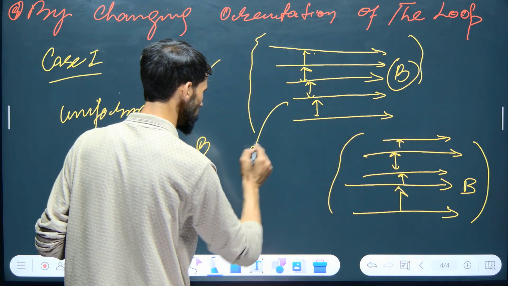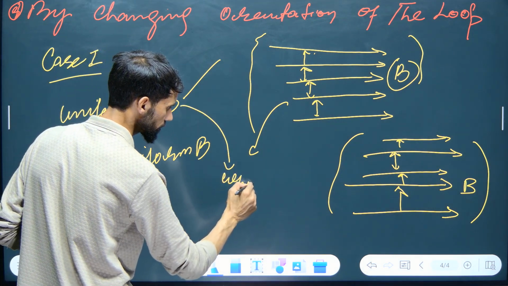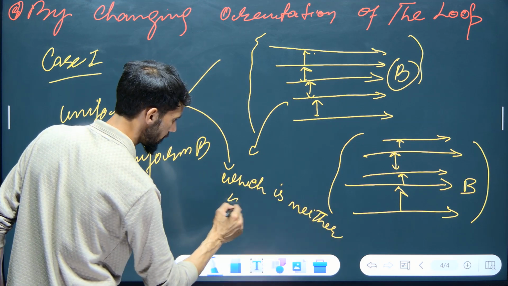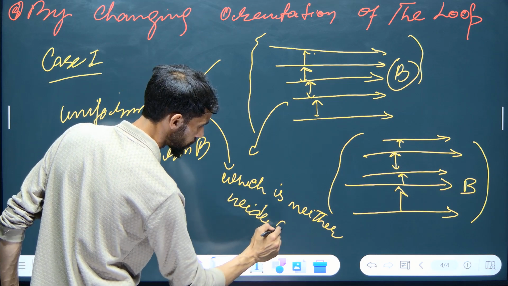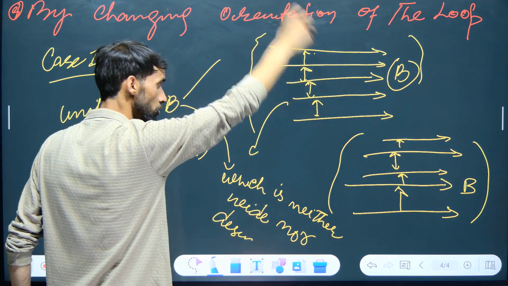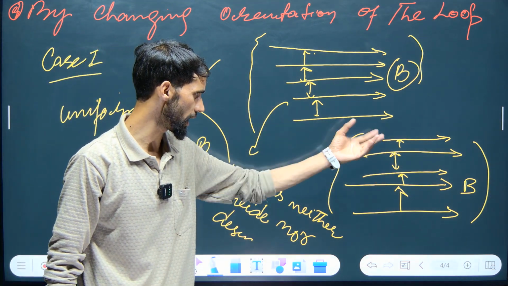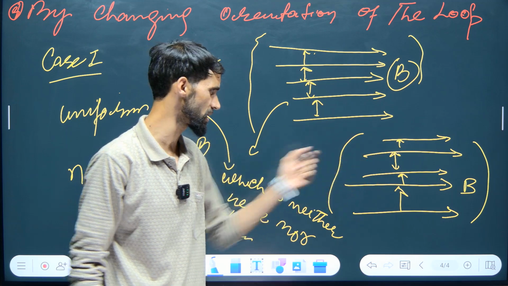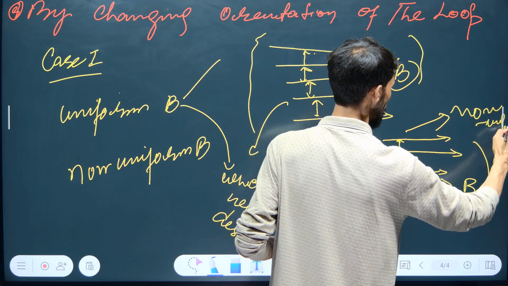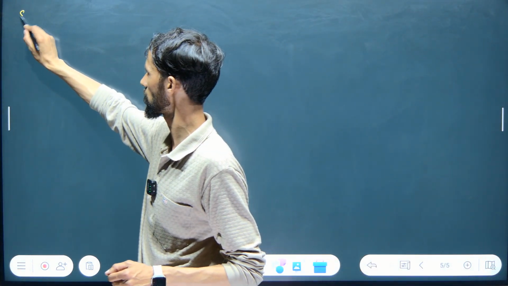So I can define the uniform magnetic field as that type of magnetic field which is neither wide nor dense, having equal spaces between the magnetic field lines. This is a uniform magnetic field. The one that is at some places wider and at some places denser is considered a non-uniform magnetic field. Okay, so let me discuss the third case, by changing the orientation of the loop.